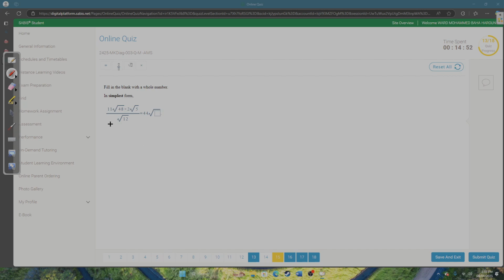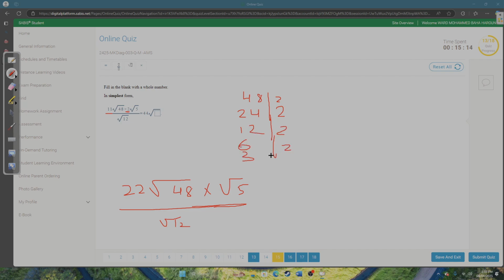First, what you do here is you can multiply these two, this and this. You can have 22 radical 48 times radical 5 over radical 12. Simplify the radicals. So how I simplify is I do the table. Divide by 2, you get 24. Keep dividing by the lowest number. Divide by 2, you get 12. Divide by 2, you get 6. Divide by 2, you get 3. And divide by 3, you get 1. You divide by the lowest number. Because since you can divide 3 by 3, you get 1. You can't divide anymore when you reach 1.